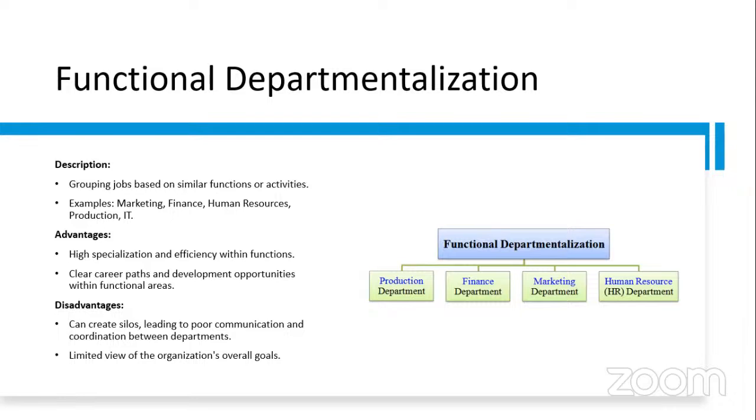All right, now in the description, grouping jobs based on similar functions or services, examples of marketing, finance, human resource, production, IT, is still focusing on specialized jobs, all right? Now, the advantage is the high specialization and efficiency within functions, clear career paths, and development opportunities within the functional area. So if you're in a department, you already know that, okay, after 3 years, I'm going to be this. After 6 years, you already know where you're climbing to.